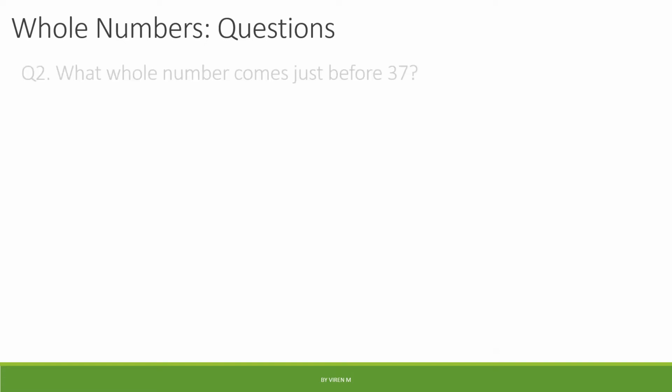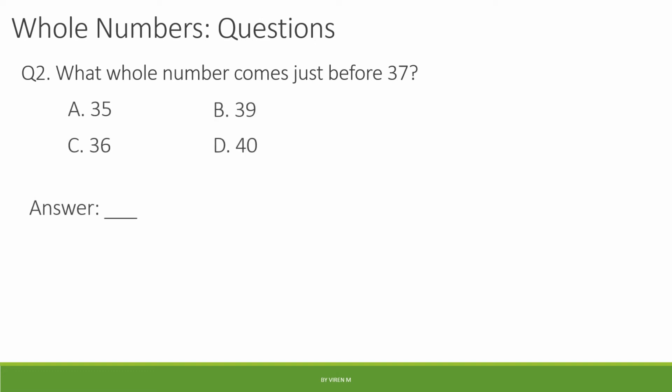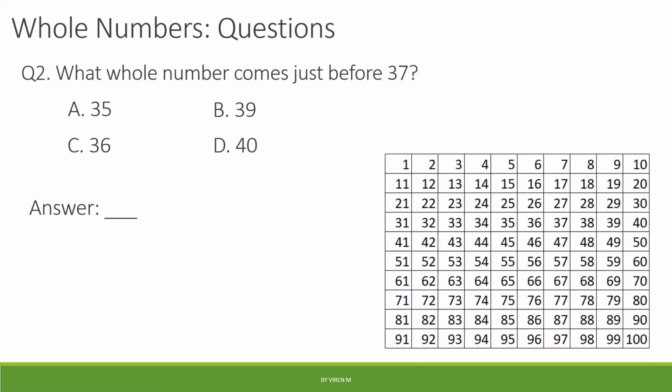The second question is, what whole number comes just before 37? A 35, B 39, C 36, and D 40. Let's see on the number chart how we can get the answer. We have to find the number before 37, which is 36. So the answer is 36, which is option C. We need to select option C.